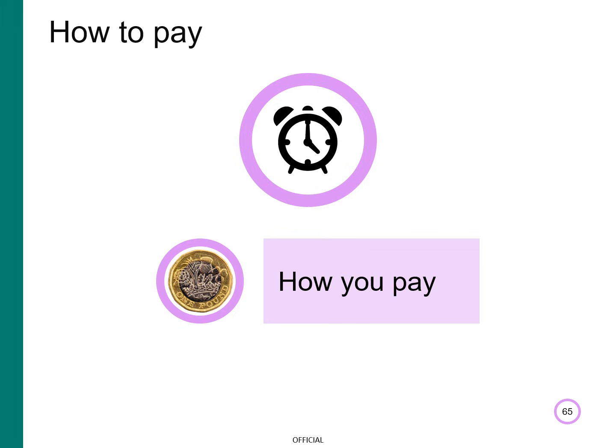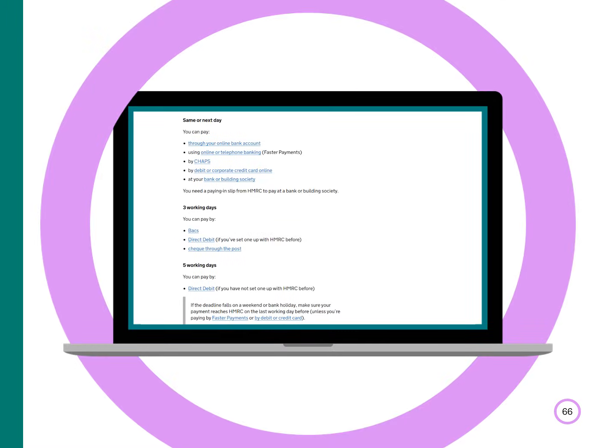Let's look at some of the ways you can pay your self-assessment bill. The time you need to allow for your payment to reach HMRC depends on how you pay. Remember, your payment must reach HMRC by the deadline to avoid late payment penalties and interest charges. You can find out how long it takes for each payment method to reach HMRC on the Pay Your Self-Assessment Tax Bill page on gov.uk.